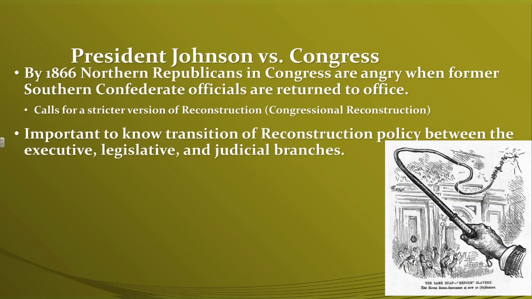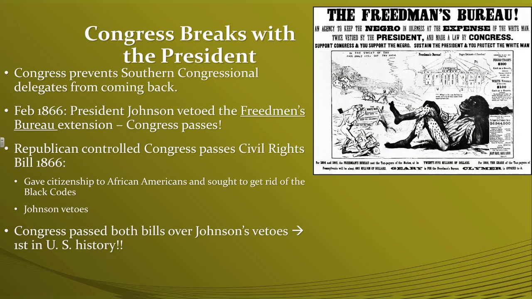President Johnson, how does he lose control? He is going to have some disagreements with Congress. You're going to see him and Congress have a falling out, and this is going to lead to that transition between the executive branch having power over Reconstruction to the legislative branch. So let's talk about the fallout. President Johnson vetoes the Freedmen's Bureau, but then Congress overrides his veto. Remember that checks and balances does allow that to happen.